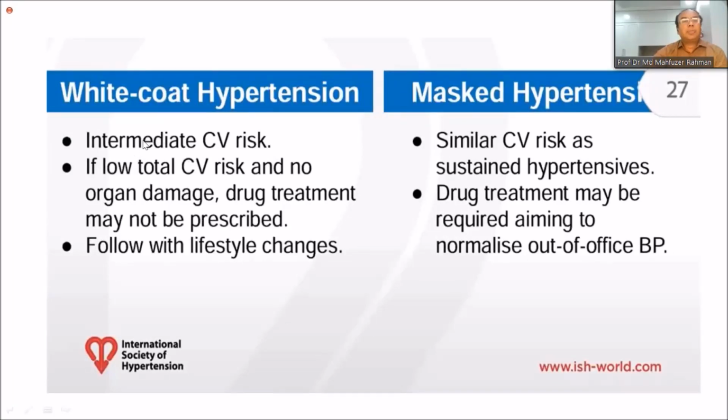So in white coat hypertension, the cardiovascular risk is intermediate, and they should be followed up with lifestyle changes. But in masked hypertension, the cardiovascular risk is that of sustained hypertension, and drug treatment may be required aiming to normalize out-of-office blood pressure. So in white coat hypertension, follow-up is essential. In masked hypertension, treatment may be required to normalize the blood pressure.